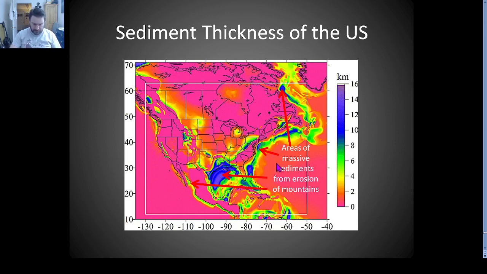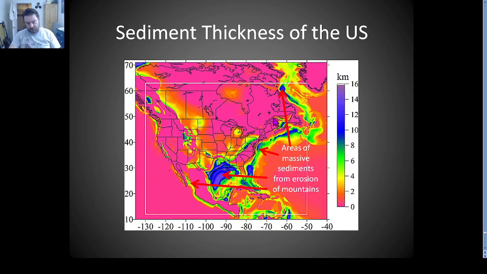And then the granddaddy of thicknesses. Look at the Gulf of Mexico. Absolutely loaded. 16 kilometers full of stuff pushing down the crust, actually making its own basin. And that sediment came from here and here and here.